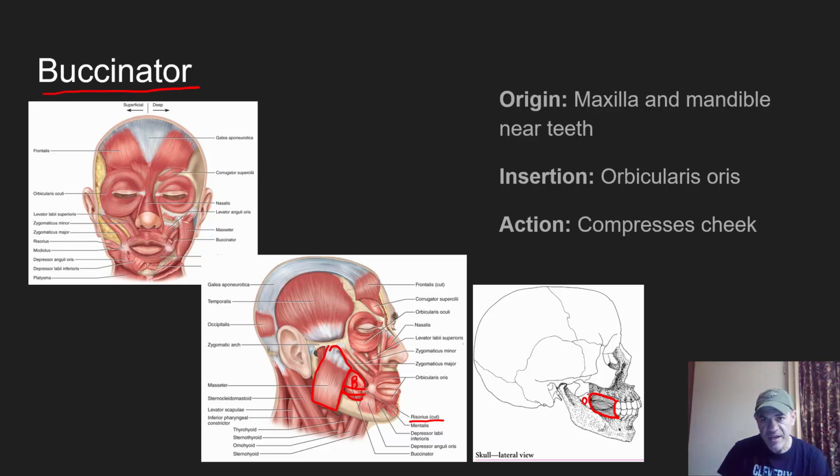So the origin is on this side of the maxilla. So remember, the maxilla bone is all of this bone. All right here is that facial bone where we have our teeth and so on. So the origin is over here with the maxilla, and also part of the mandible where we have some teeth back there. And the insertion is that muscle, the orbicularis oris. So the insertion is on this side, and when this muscle contracts, it's going to pull in such a way that the cheek actually compresses. So this pushes the cheek inward. So that is the buccinator.